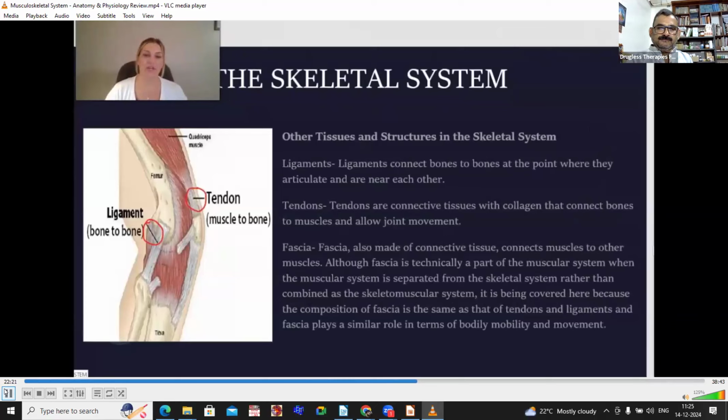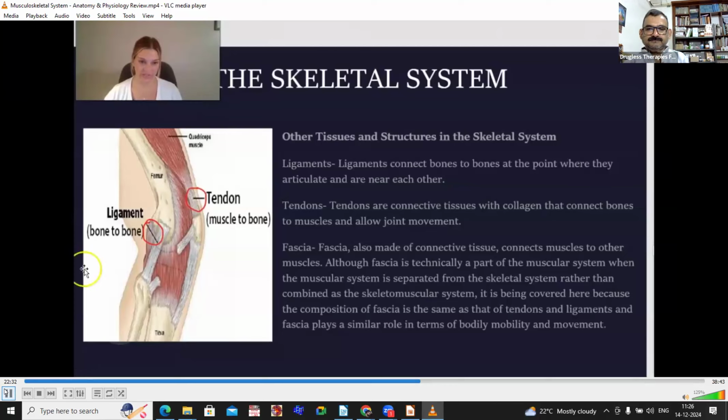The subskeletal system includes ligaments, and ligaments connect bones to bones at the point where they articulate or move and are near each other. So this is covered under OM 27, supportive tissue. So when you are covering OM 16 with knees, you have to give this also, so that the whole thing you are addressing. OM 16 also has cartilage, synovial membrane, and synovial fluid, and in supportive tissues.